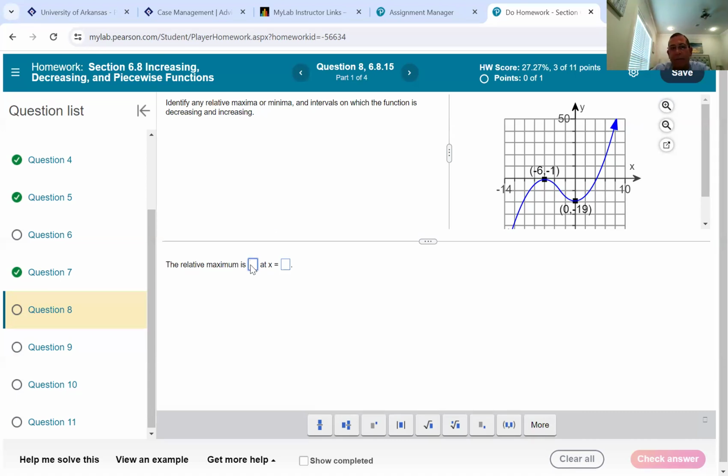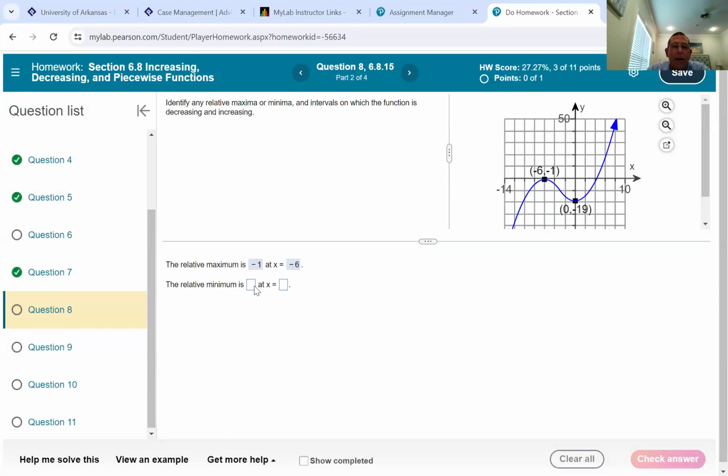But notice this one. This one's backwards. They want the value first and then the x equals. So the value is going to be the -1, and that happened at the x value of -6. Okay, so they try to get tricky on MyMathLab, switching the order up on these, so watch out for them. All right, so we're going to put answer on that one.